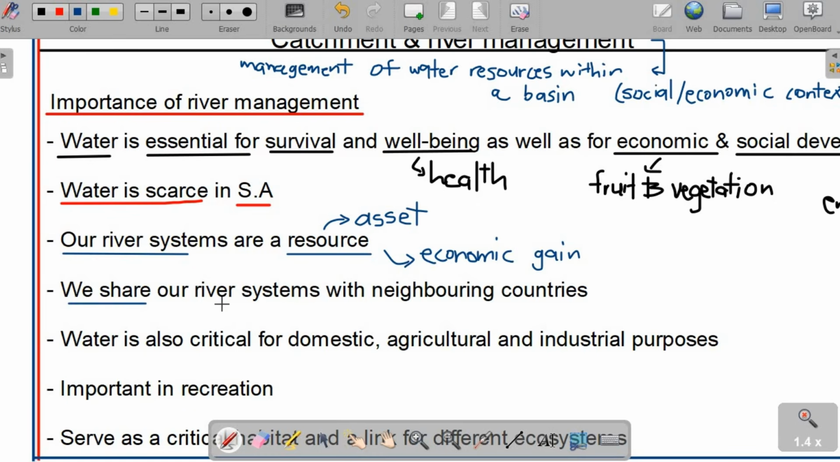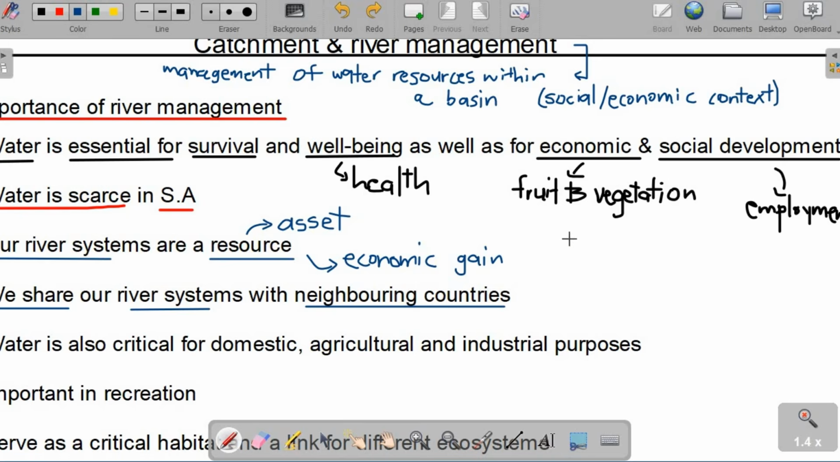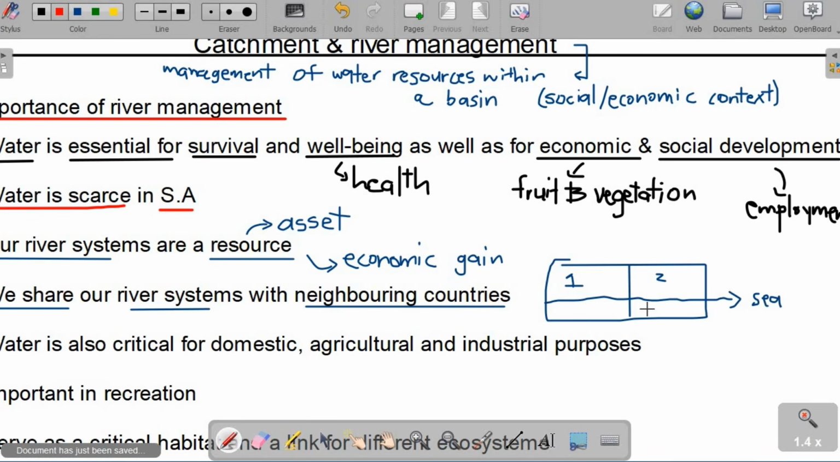Another point is that we share our river systems with neighboring countries. Okay, we have to take care of the water because, well, if we are sharing river systems, let's say this is country 1 and this is country 2, and then you have a river system that passes through both countries and it is heading towards the sea. Let's say this is the sea. So it is a no-brainer that country 1 and country 2 should both take care of the water because it is a very important resource. If country 1 pollutes, this will very much affect country 2 because country 2 is downstream.